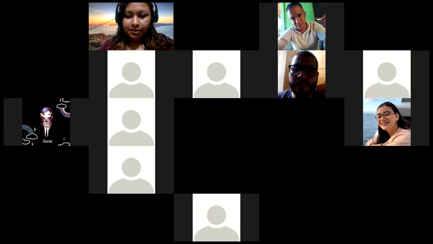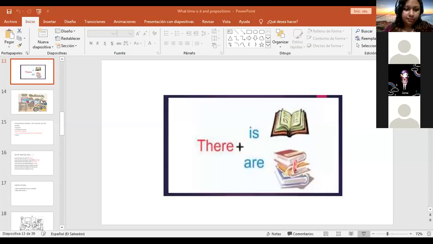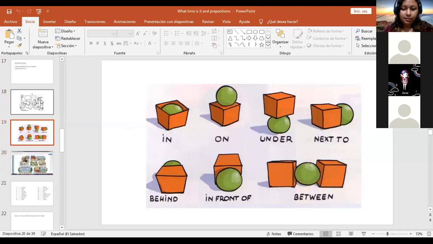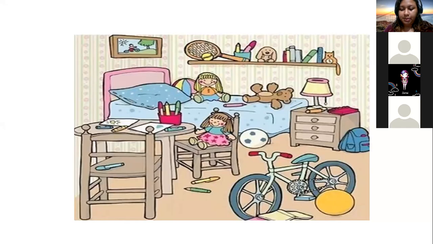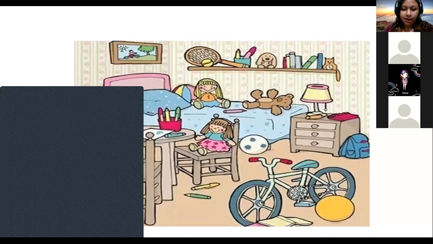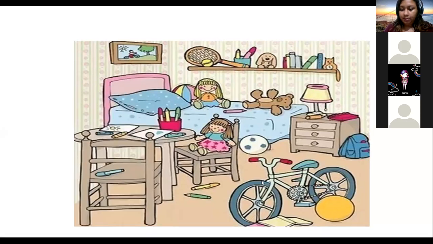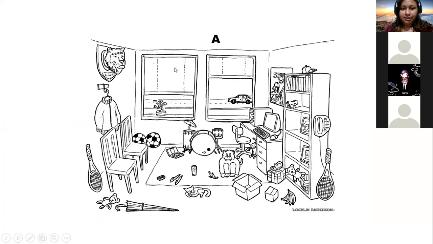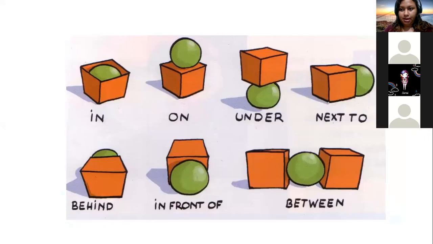Okay. Vamos a ver. Acá están todas las preposiciones que hemos visto. Estas son preposiciones de lugar. La semana pasada vimos preposiciones de tiempo. Ahora estamos viendo de lugar. ¿Okay? Estas han sido todas con las que hemos practicado hasta ahorita.